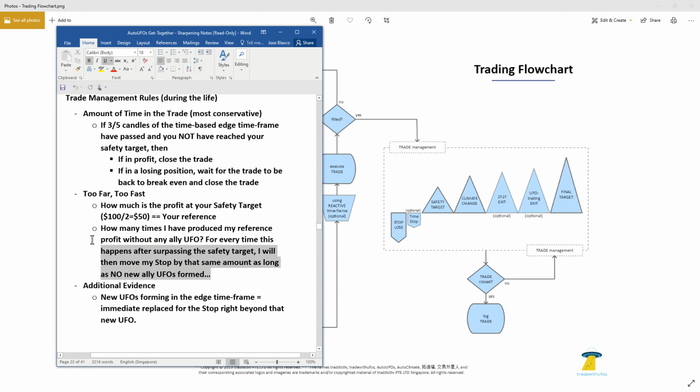So here are the rules. You calculate in your head how much is the profit, add your safety target, and divide it by 2. That's your reference. Now every time the market moves without UFOs and produces that profit, you are ready to move your stop by that amount. This will normally allow you to lock in some profits. If the market was to turn around aggressively and go all the way back to the origin, well, guess what? You exit the trade for at least a little bit of a profit.